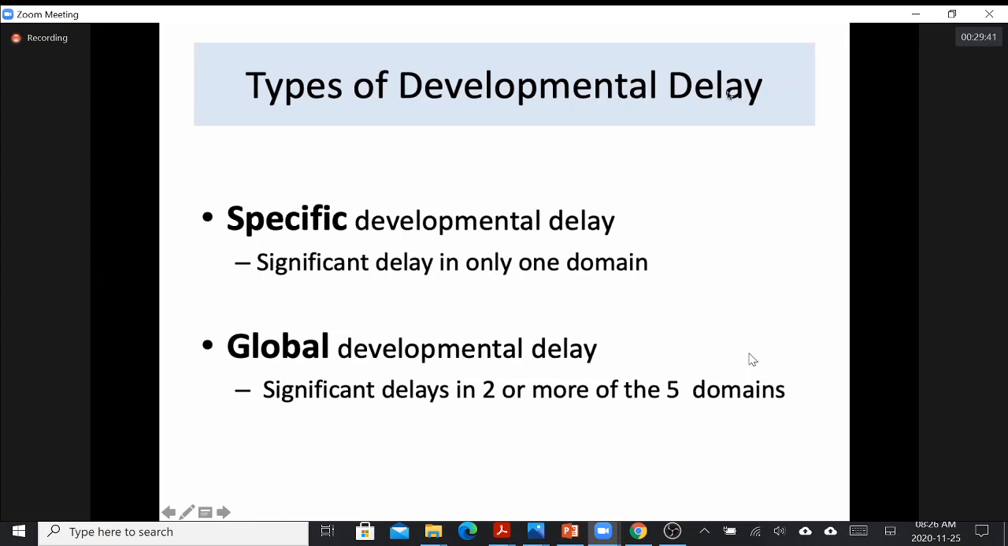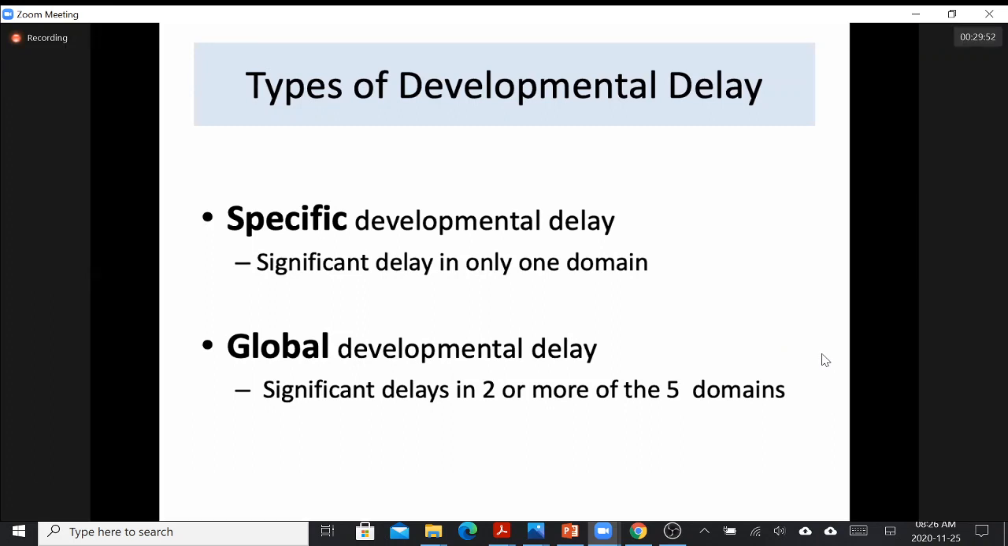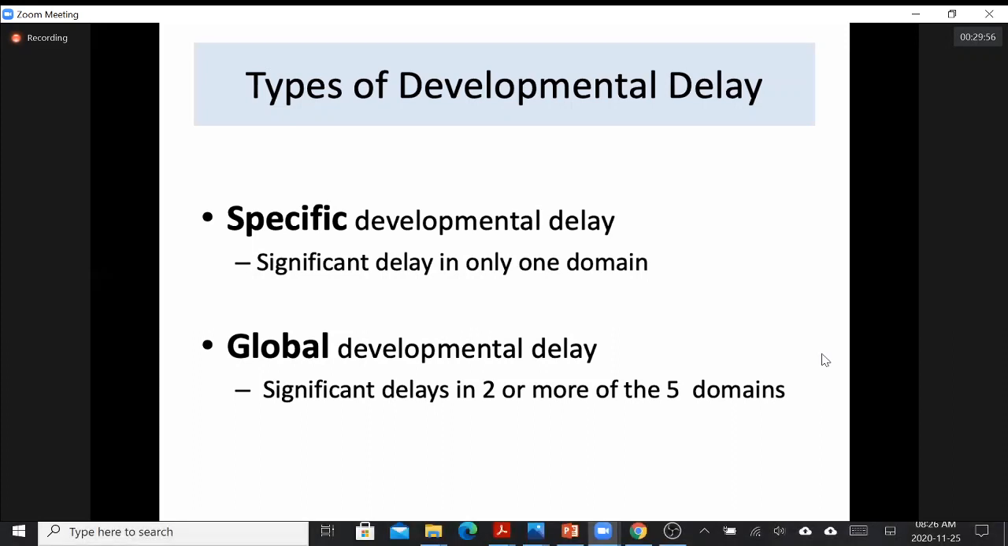So there are 2 main types. Every time you get a question from development, you are asked, how would you describe this child's development? What is meant by that is, are we saying it is a specific delay or is it a global delay? From the meaning of the English word, specific is only that.